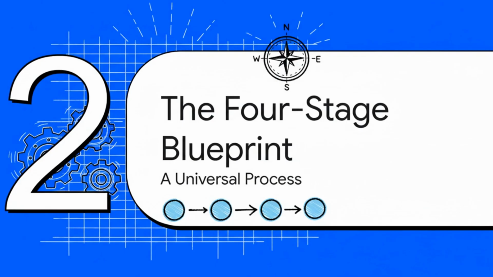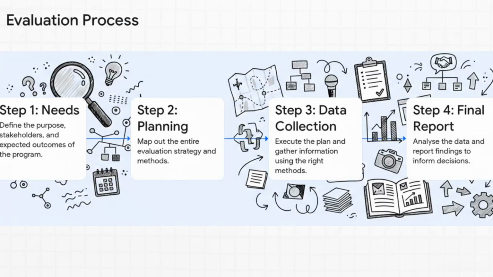So whether you're tasting the soup or writing the final review, the process itself tends to follow a really clear and logical path. Let's break down the four stages that make up the blueprint for pretty much any solid evaluation. It all kicks off with step one, needs. This is the why phase. What do you actually need to find out? Who cares about the results?